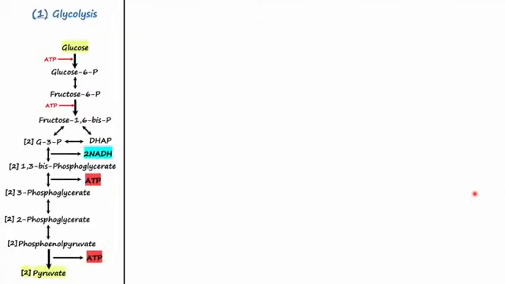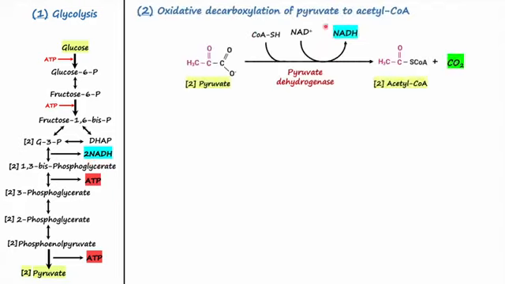In the first stage, which is glycolysis, as the name suggests, glyco means glucose and lysis means breaking it down. So glucose is broken down into 2 molecules of pyruvate, and in the process it generates 2 NADH. Now, the second stage is the oxidative decarboxylation of pyruvate to acetyl coenzyme A. So the pyruvate is oxidized into acetyl coenzyme A. In the process, it also generates NADH.